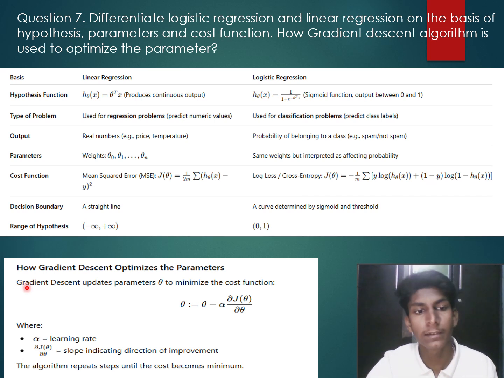How does gradient descent optimize the parameters? Gradient descent updates parameter theta to minimize the cost function. Theta equals theta minus alpha times the partial derivative of J(theta) with respect to theta, where alpha is the learning rate and this is the slope. So basically this is the slope indicating the direction of improvement. The algorithm repeats steps until the cost becomes minimum.